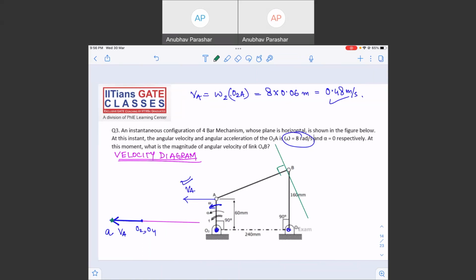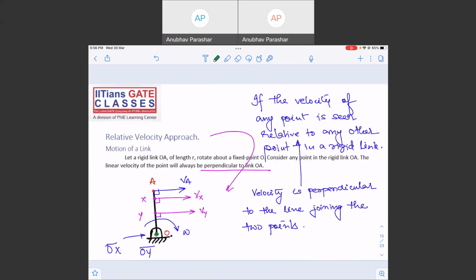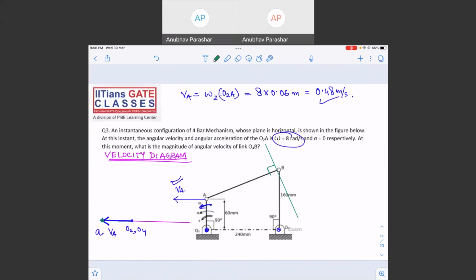You have just seen this, right? If you sit down at a point and look at the other point, its velocity will be perpendicular to that line. So if you sit down at point A and try to look at the velocity of point B, it will definitely be along this line. Now we don't know the direction. It could be downwards. It could be upwards. We don't know that direction, but definitely we can say that the velocity will be perpendicular to the line AB.